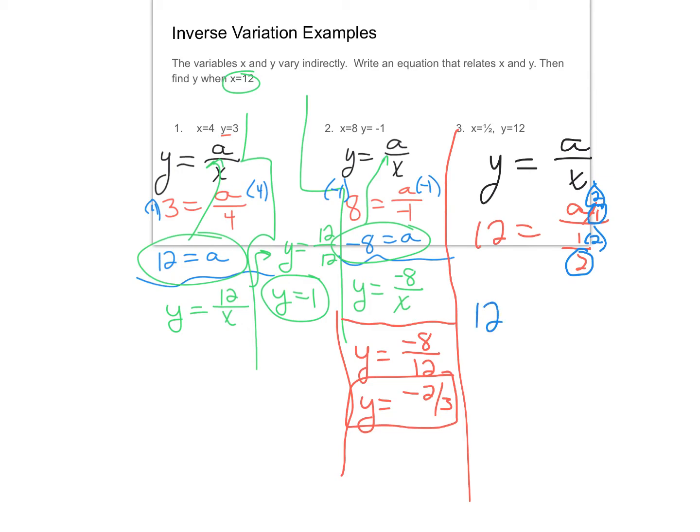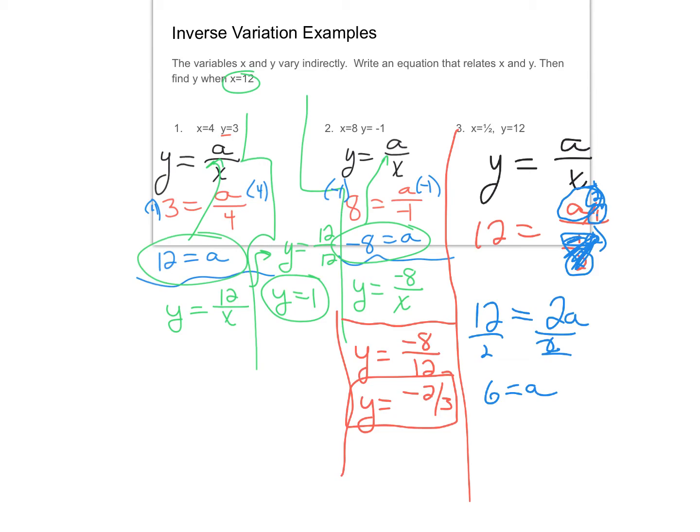So 12 is equal to... 2 over 1 doesn't reduce, so we just multiply this together, and you get 2a. But here, 2 times 1 is 2, divided by 2, completely cancels, so we're left with just the 2a. Now I'm going to solve and divide by 2. Therefore, 6 is equal to a. Okay, so a is 6.